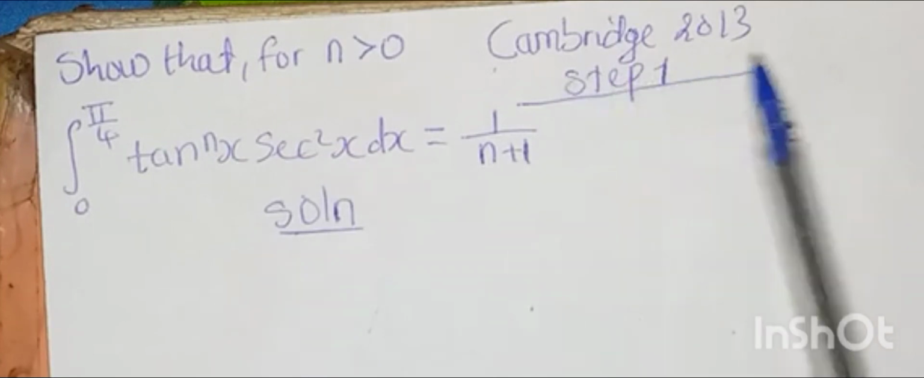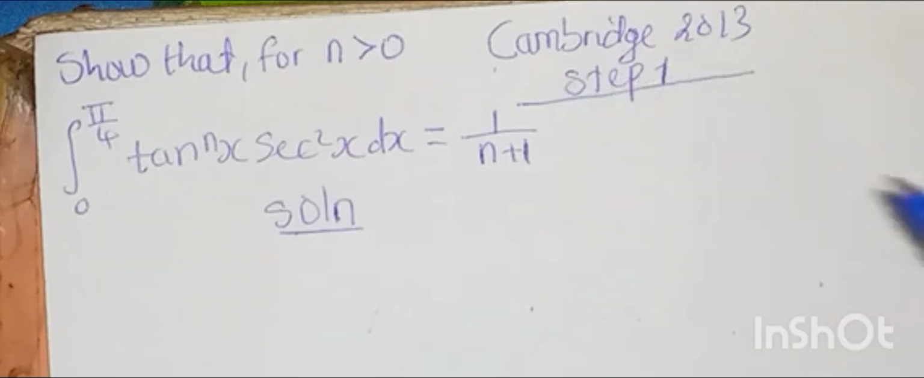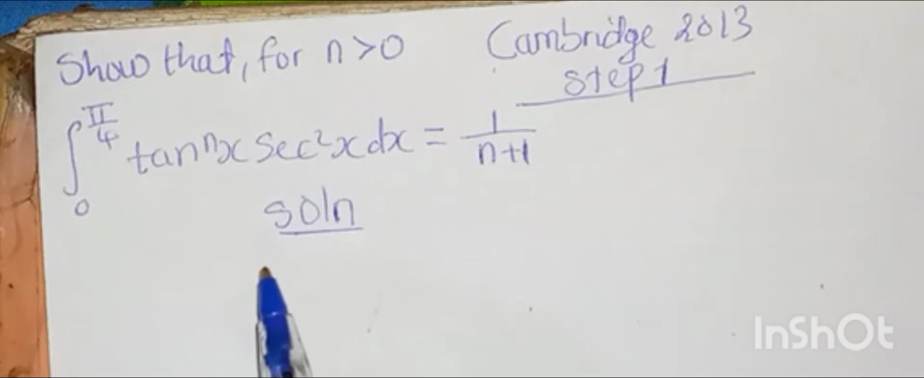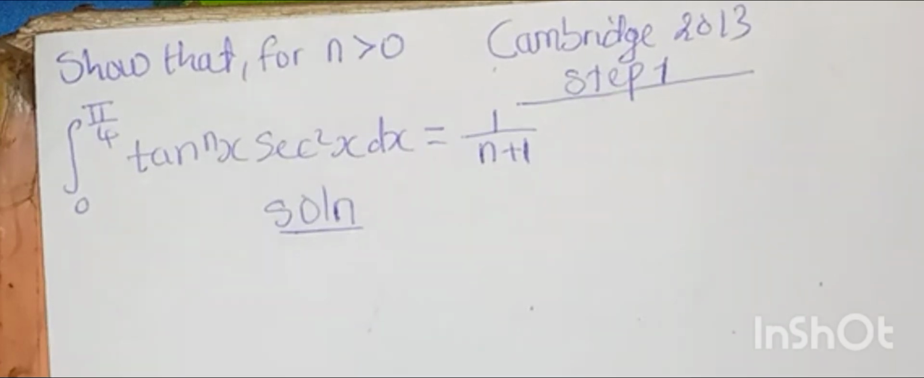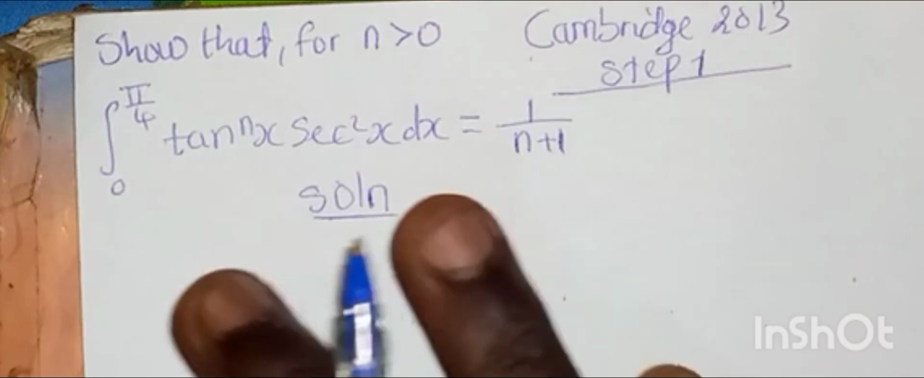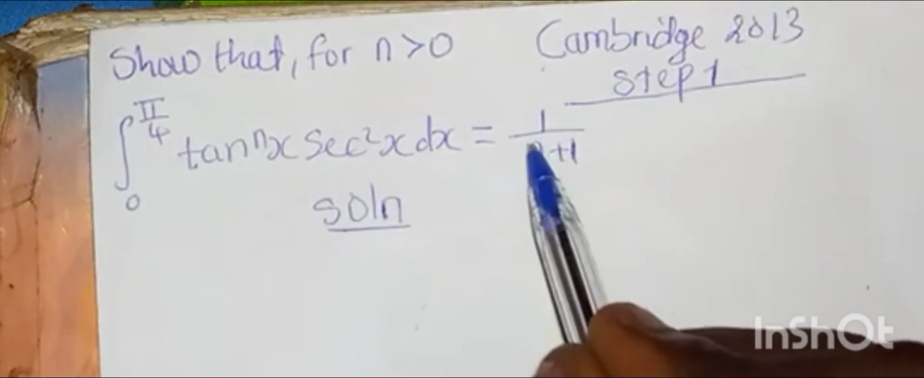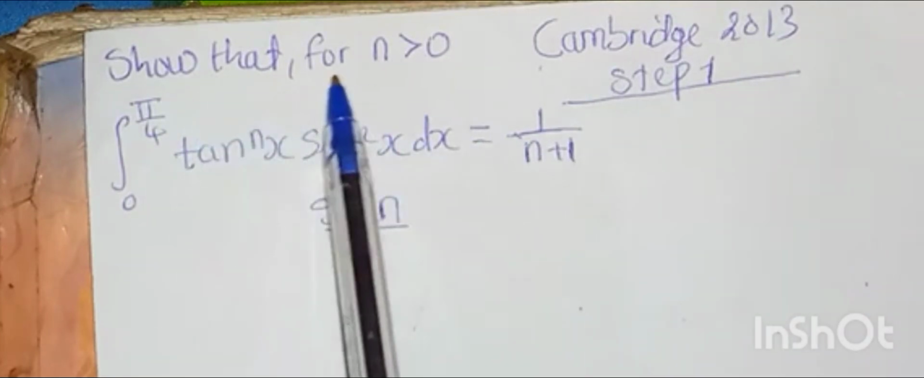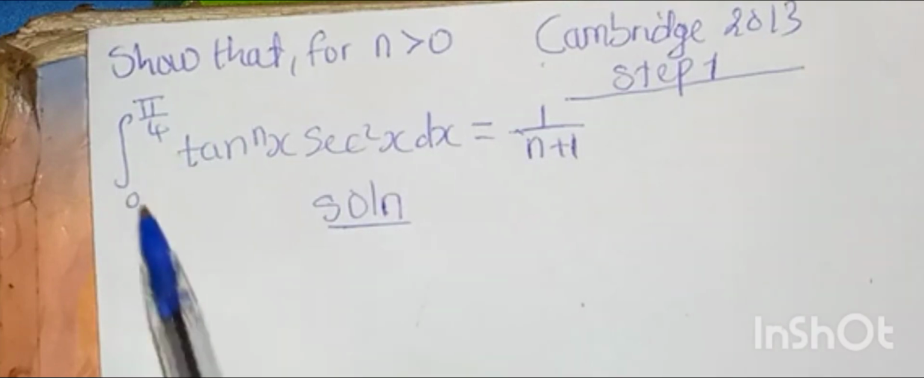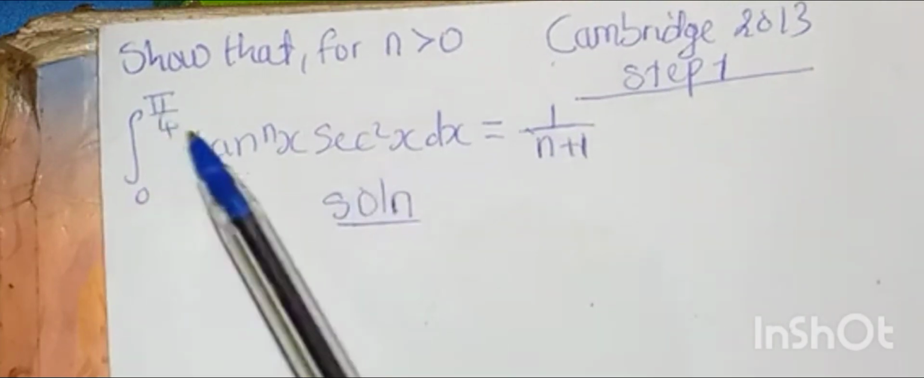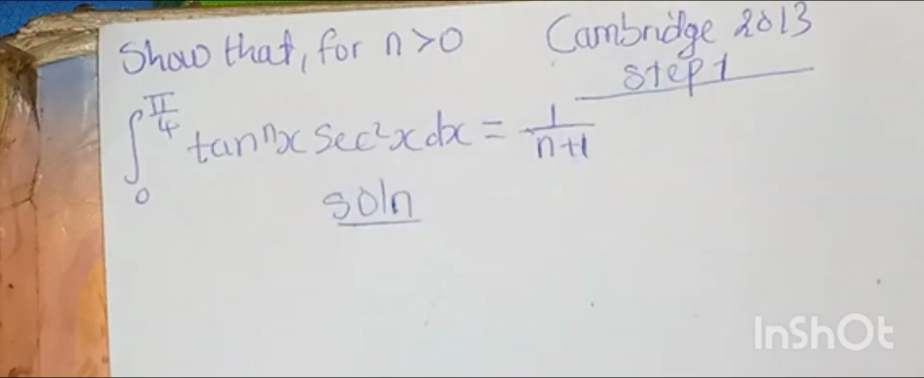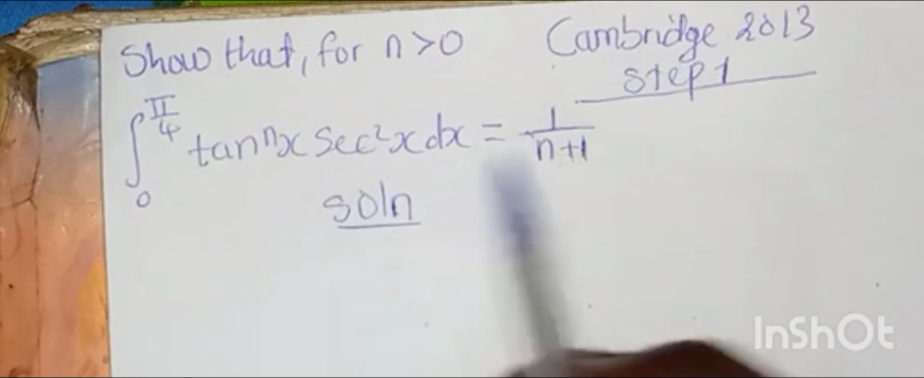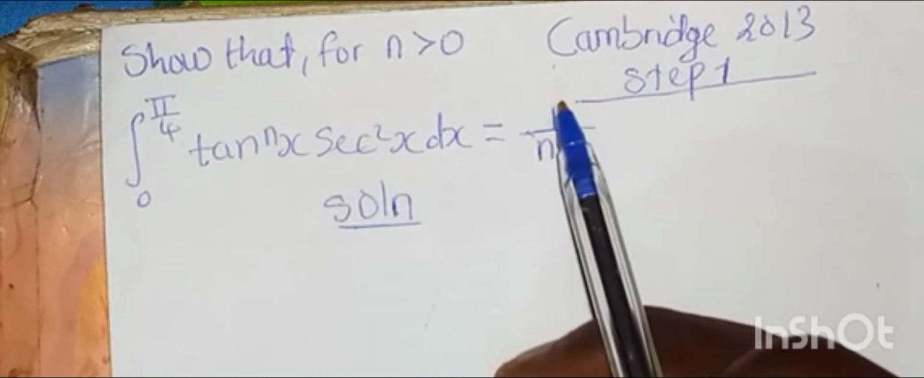This is a question from the Cambridge 2013 Step 1, and this is their question number 4, if I'm not mistaken. It's on integrations, and particularly on reduction formulae. The question says that we should show that for n greater than 0, the definite integral from 0 to pi over 4 of tan nx sec squared x dx is equal to 1 over n plus 1.